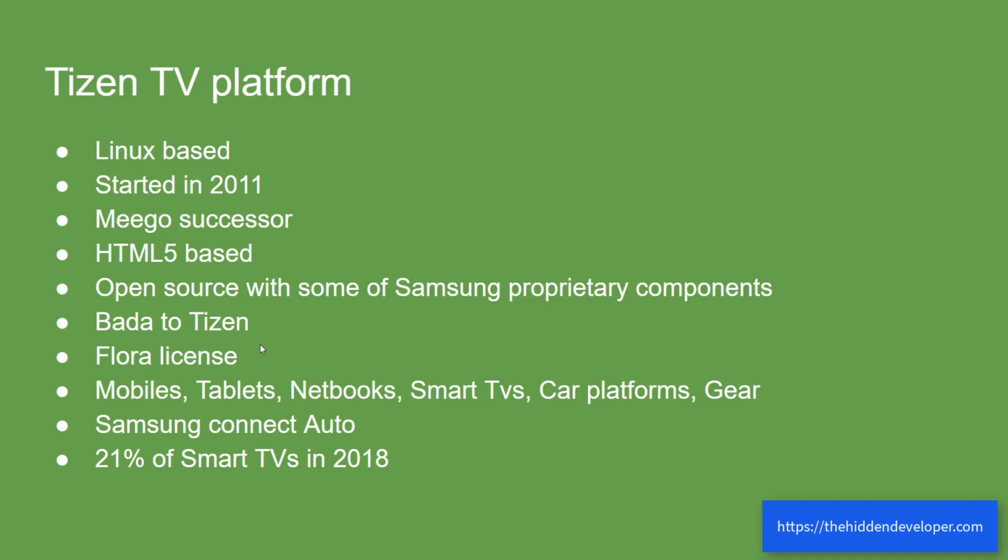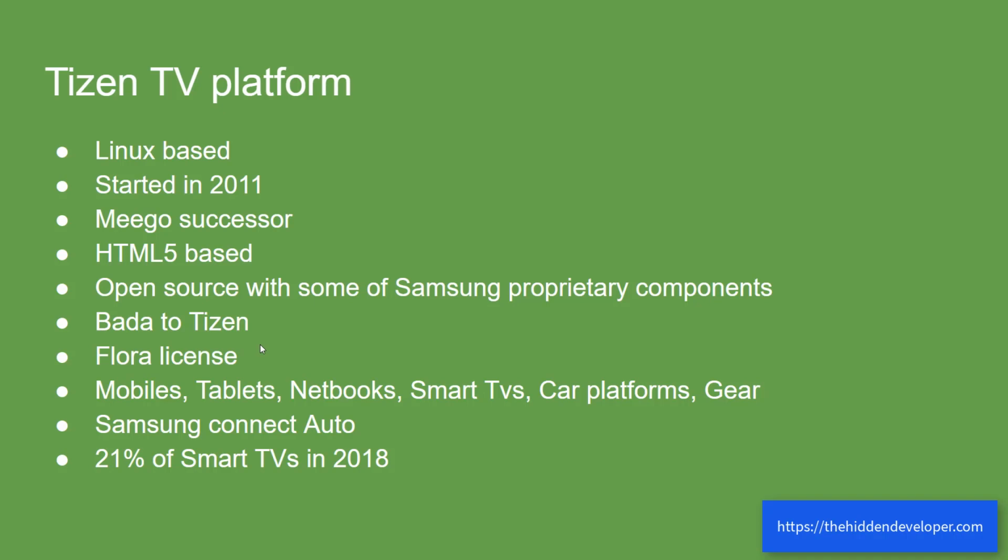Initially, in order to build something with Tizen, Samsung started building their Bada, which is an operating system for mobile. That has been translated to Tizen code as an initial effort from the Samsung side to build something using Tizen. Tizen is based on a Flora license.